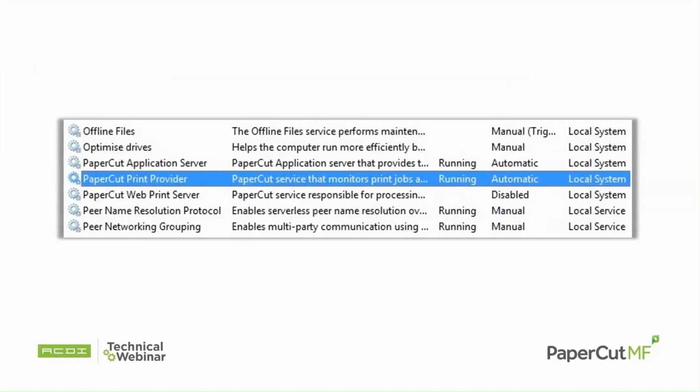PaperCut Web Print Server. The app server can run without the print provider, so double check that the print provider service is running and set to automatic, otherwise you will not be tracking jobs. If there is another print server, then make sure either a secondary or a site server has been installed, as it too has a print provider service running that reports back to the application server. You must have the PaperCut print provider service running in order to track jobs, period.